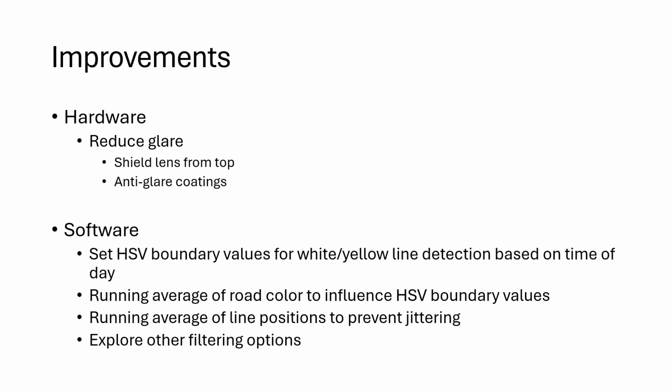It would also be beneficial to have a running average of the line positions to help smoothen it and to prevent so much jittering. It would also be interesting to explore other filtering options to the original image to see if there's any way to make the lane lines consistently stand out more, such that they're easier to detect, rather than setting HSV boundary values for white and yellow lane line colors.